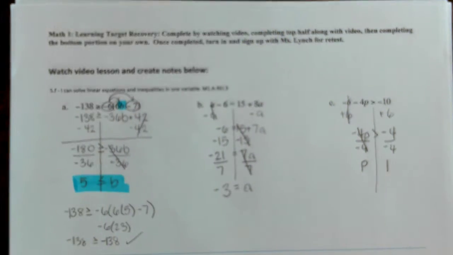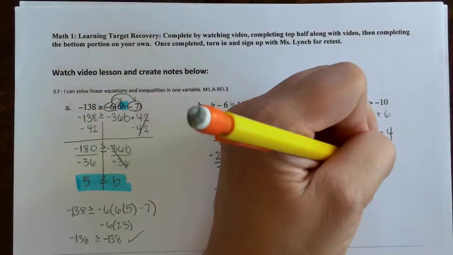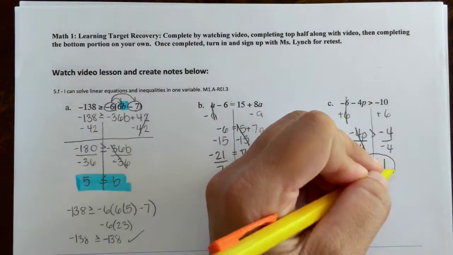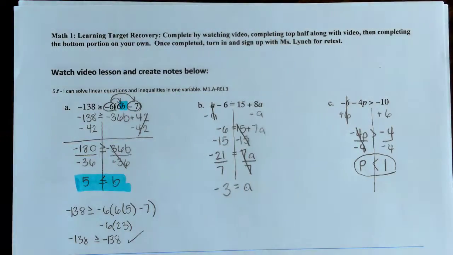Sorry, I'm losing focus here. There we go. What happens to my sign when I divide by a negative is it flips. So p has to be less than 1 as our answer, and you would be substituting that back in, putting in 1 here, and seeing if that is a true statement.